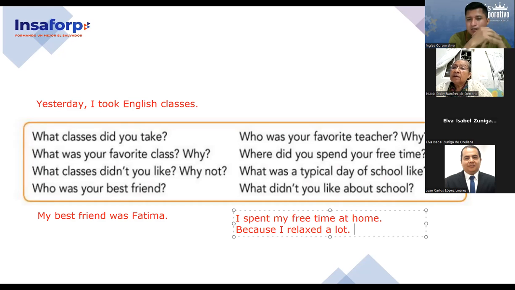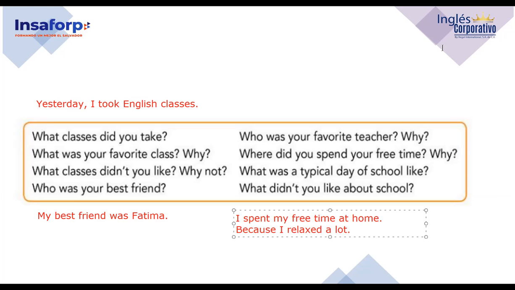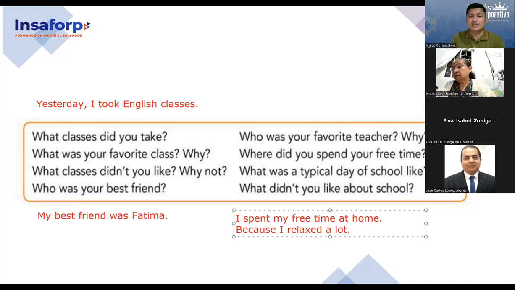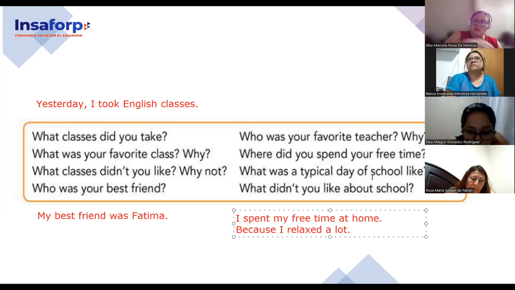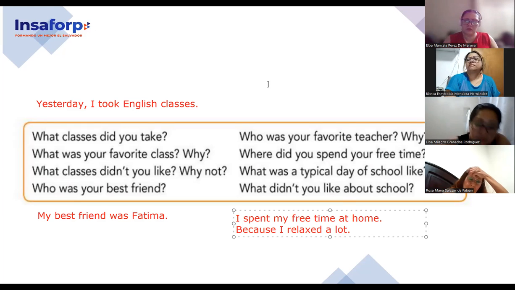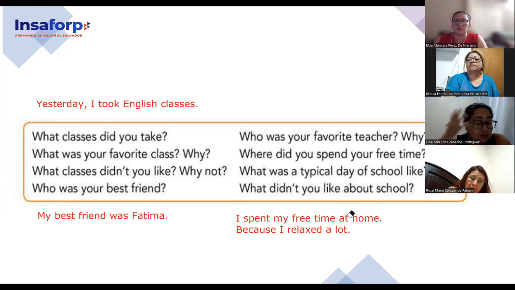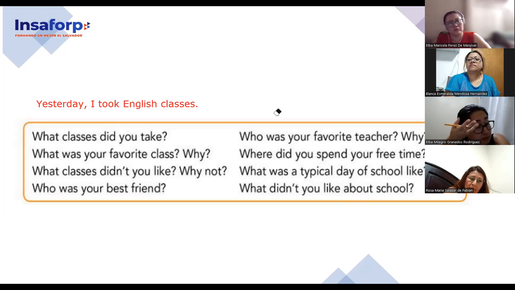Then we have the next one. What was a typical day at school like? Oh, this one is different. Here you need to tell me a description, like the things that you did during a typical day at school. So you need to give me at least five verbs, five actions. Okay, I'm going to work with this one. Let me see the time.